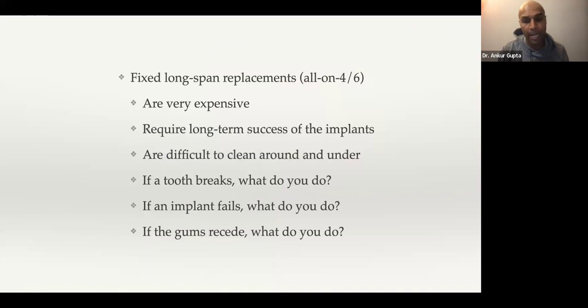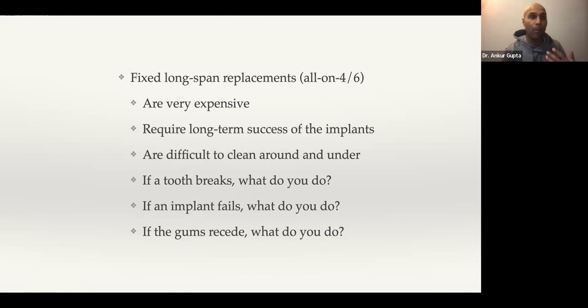And then I have to talk about this thing that's marketed so heavily, and that's all on 4, all on 6, long span fixed replacements. Everybody likes to talk about them. Dentists who do them love to brag about it. They're just like, dude, look at this sweet case. I jammed like 10 implants up there, and now this patient's super happy.